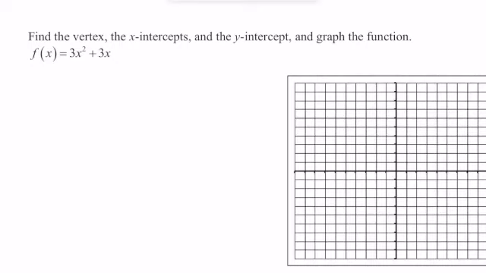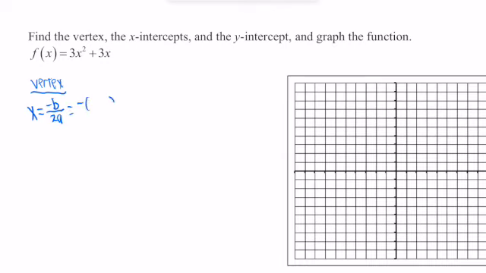Let's look at the function f of x equals 3x squared plus 3x. We're going to find the vertex, the x-intercepts, the y-intercept, and graph the function. So to find our vertex, we start by using our formula x equals negative b over 2a.